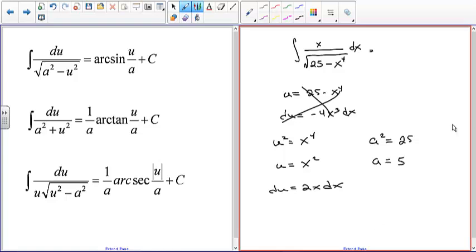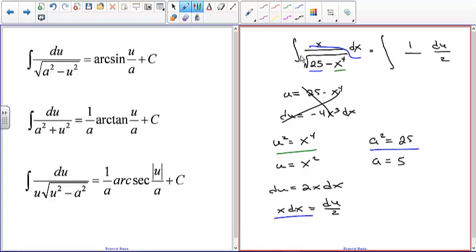So the substitution, what we're going to do here is we're going to solve this for x dx. So x dx is equal to du divided by 2. So we'll use this substitution here for those two. A squared is 25 is that part, and u squared is x to the 4th. So if we make those substitutions into our original equation, x dx becomes du divided by 2.